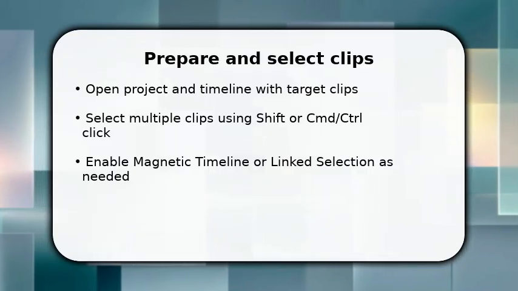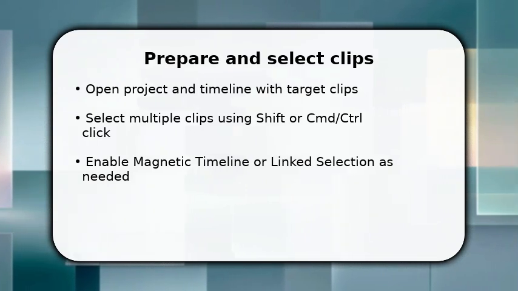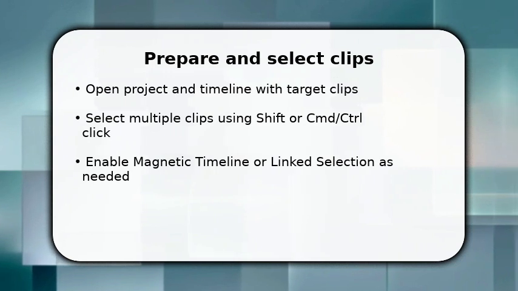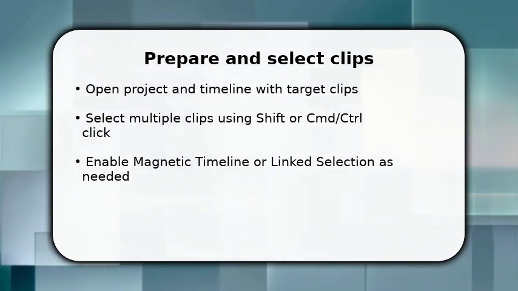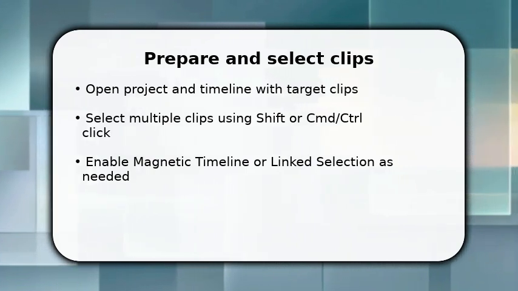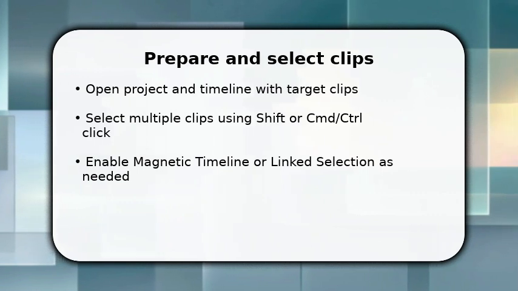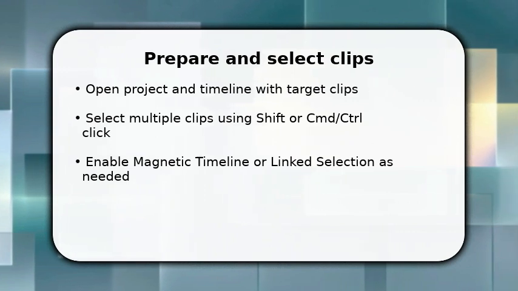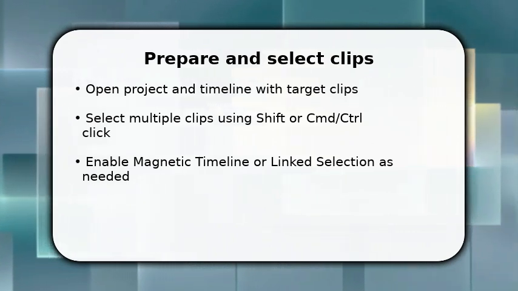You'll start by opening your Resolve project and immediately locating the sequence with the clips you want to retime. Select the first clip, then shift-click additional clips or use CMD/control-click to pick non-contiguous items. This groups them for a single operation. Make sure linked selection and ripple options are set how you want them, since those affect gaps and downstream clips.